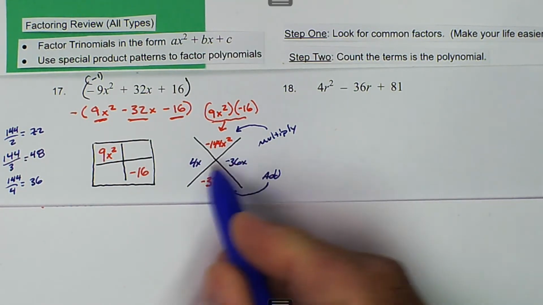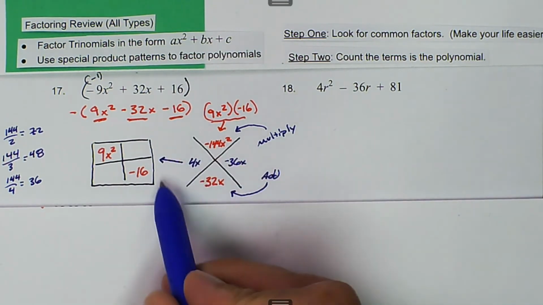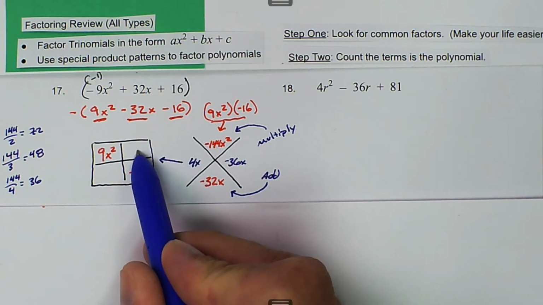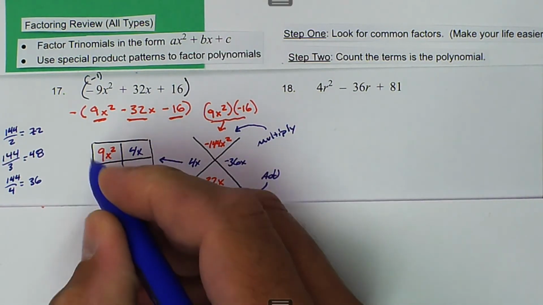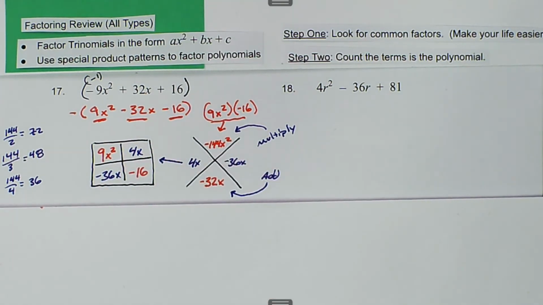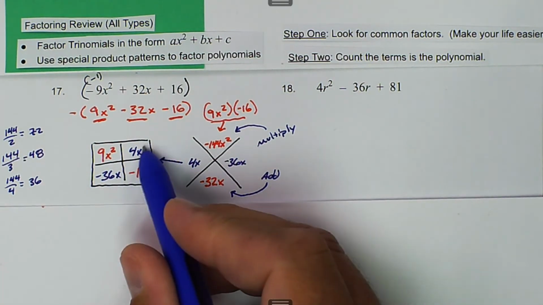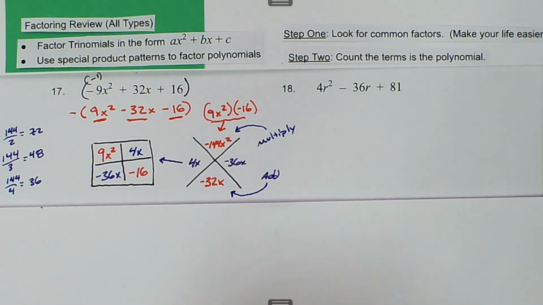So these numbers right here, we then use to fill either box. It doesn't matter. 4x could go here or 4x could go here. It doesn't matter which one we put in either spot. You could have put the negative 36x here and the 4x here. It would still work out.